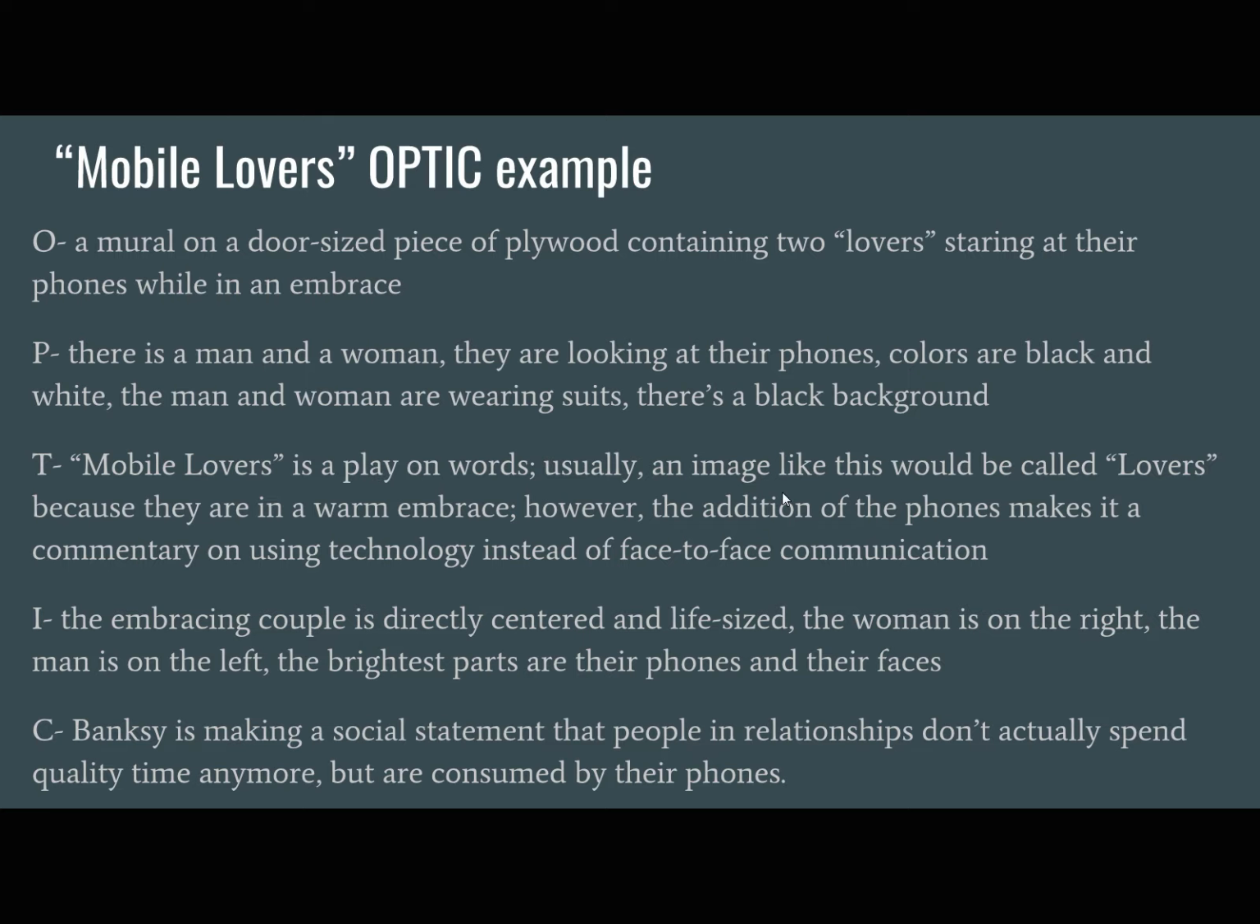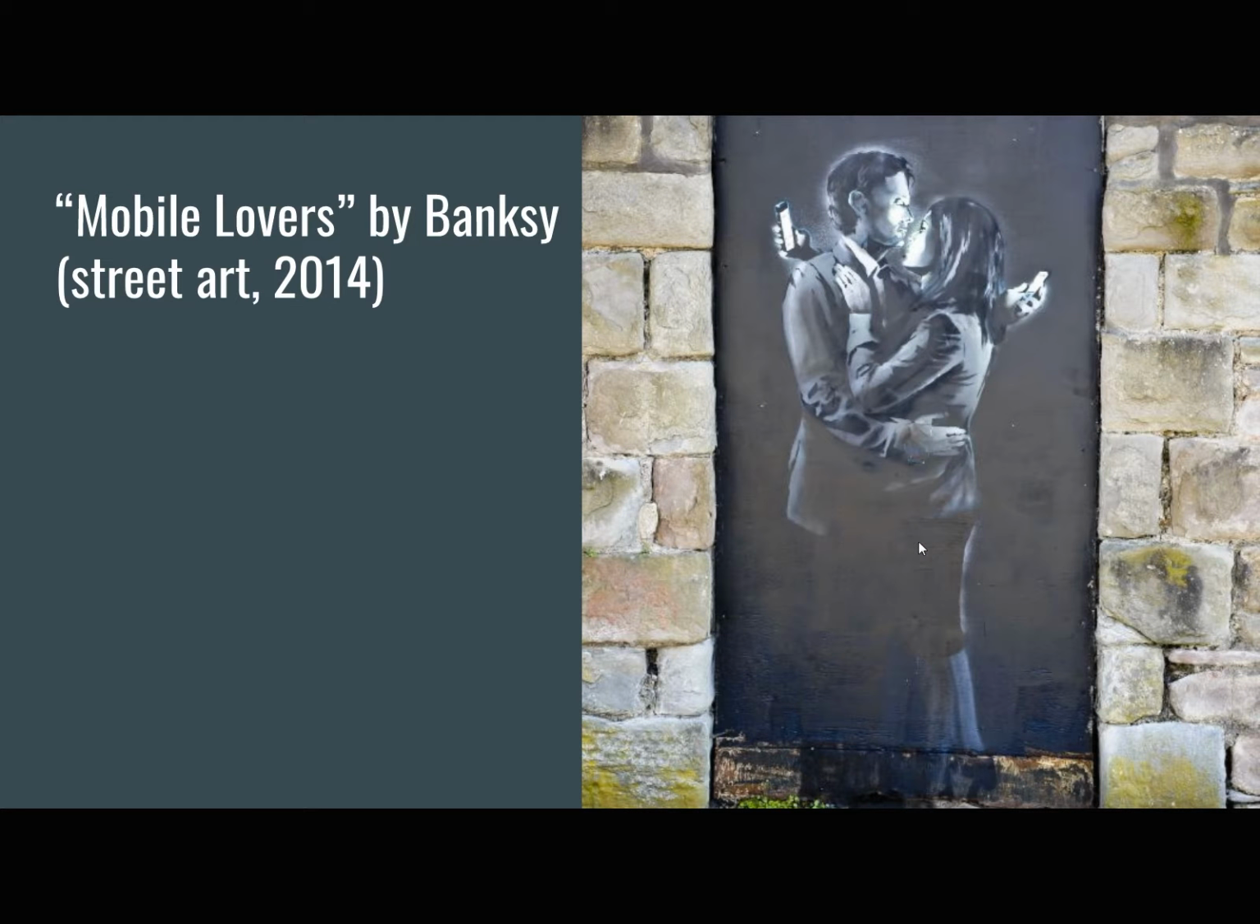Usually, an image like this would be called "lovers," right? When two people are just being in this warm embrace, they would just be called lovers. But the addition of the phones makes it a commentary on how using technology has become a norm now instead of face-to-face communication, right? So here, okay, "mobile lovers": if I had removed "mobile" and just said "lovers," and removed these guys, there would be no social commentary. It would just be an image of these beautiful people embracing.